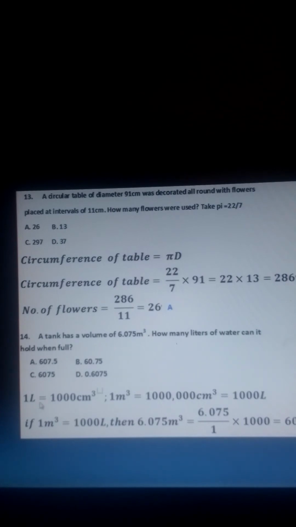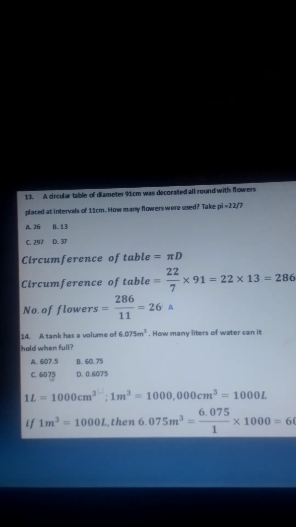Alright, let's see. 1 liter is equal to 1,000 cubic centimeters, because these are cubic meters. And 1 cubic meter is equal to 100 times 100 times 100 cubic centimeters. We get 1,000,000 cubic centimeters. And this is equal to 1,000 liters, because 1 cubic meter is equal to 1,000 liters. Therefore, if 1 cubic meter is 1,000 liters, then how about this number of cubic meters? So this number of cubic meters times 1,000 will give you 6,075 liters. So the volume of the tank when it's full is 6,075 liters. So the answer is actually C here.